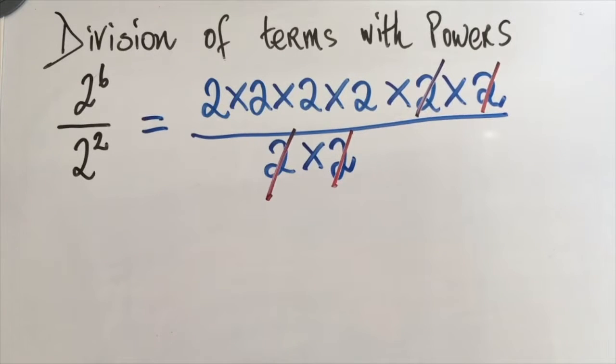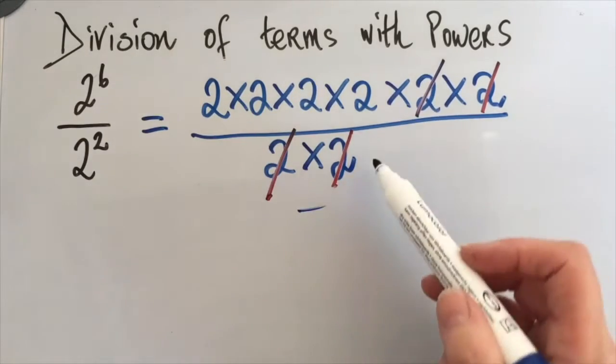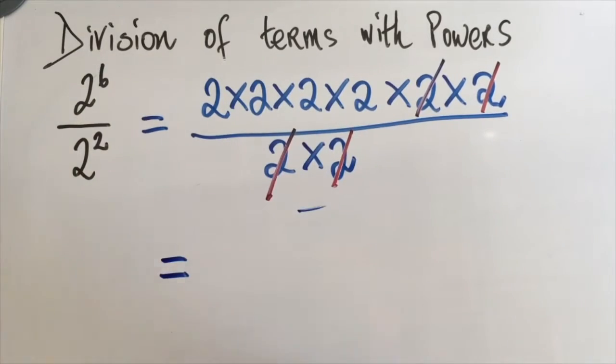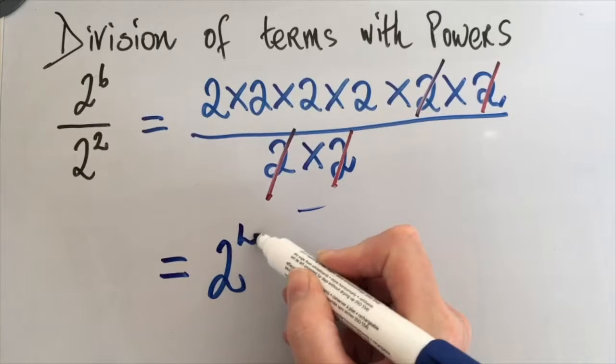Now I'm left with 4 2's on the top with multiplication signs between them. And on the bottom, I'm not left with nothing, I'm left with a 1, because this 4 into 4 goes once. So I'm left with 4 2's multiplied together, which is 2 to the power of 4.